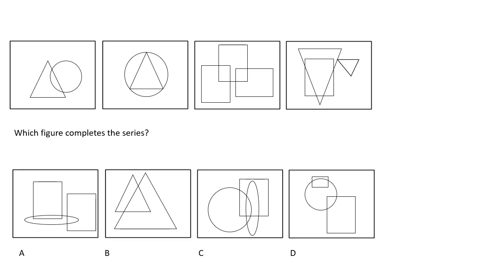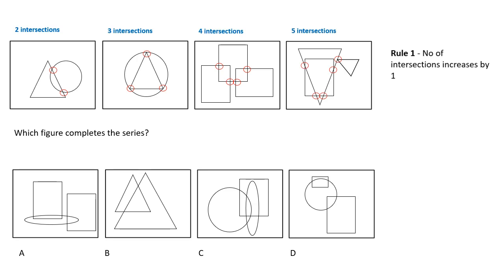Okay, so this question only has one rule, which is that the number of intersections increases by 1. So in the first figure, there's a total of 2 intersections, in the next there are 3, and then there are 4, and then in the last there are 5. So we can work out that in the next figure there should be a total of 6 intersections. C is the only option with 6 intersections, making C the correct answer.